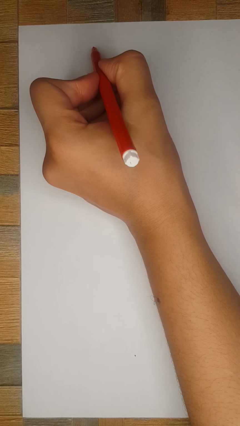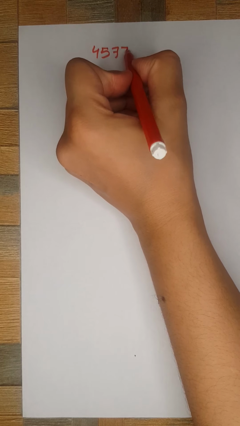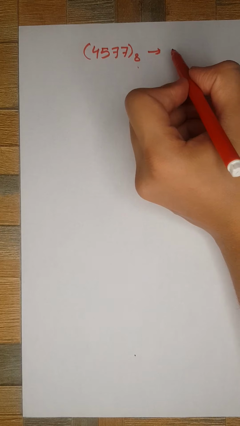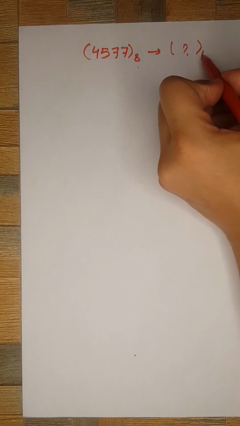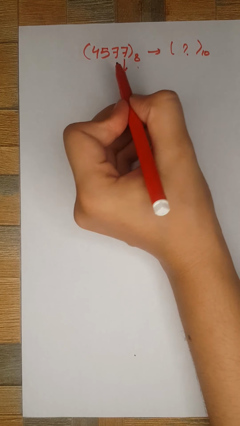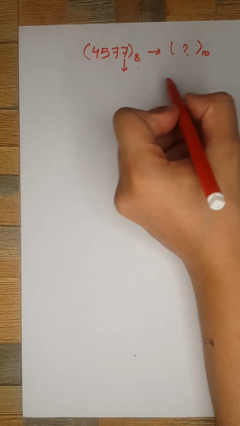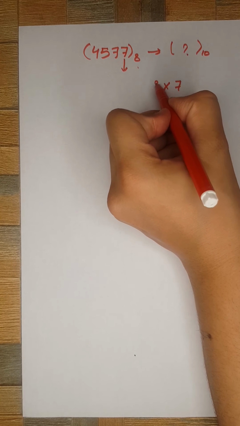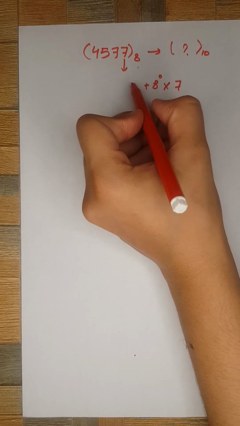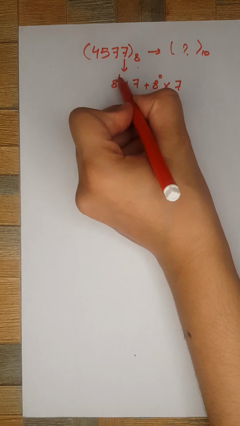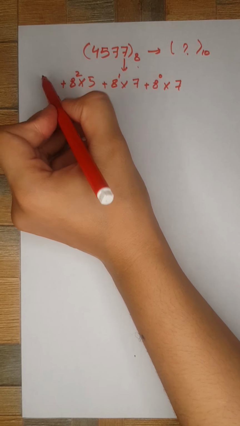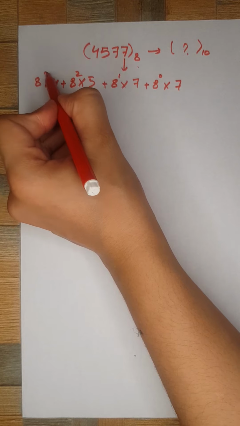So if you have the number 4577, this is an octal number since none of the digits is greater than 7, and we want to convert it into decimal. As this is in base 8, we will take its rightmost digit and multiply it with the base raised to power 0, then starting from 0, we will multiply again 8 raised to power 1, then 5 multiplied by 8 raised to power 2, plus 4 multiplied by 8 raised to power 3.